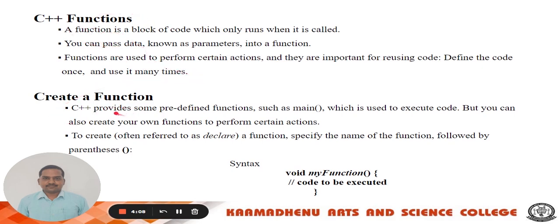So how to create a function? C++ already has predefined functions, such as the default function main, which is used to execute code, but you can also create your own function to perform certain actions. That function should have your own name. The name of the function is followed by open and close parentheses. For example, the syntax: void myFunction(), then your code goes here. Here myFunction is your function name.